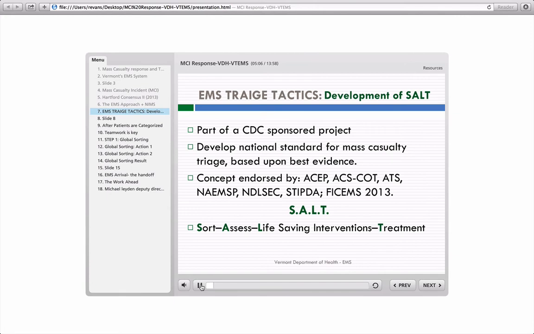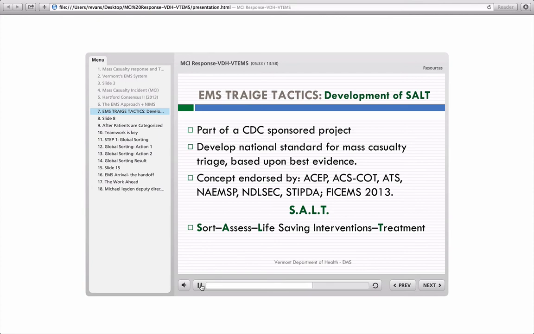In recent years, as part of trends more broadly in medicine and public health, EMS has been subjected to a focus on improving care through evidence-based practices. A CDC project was developed to look at triage methods and assess their relative evidence base and try to come up with a set of best practices. As a result, a new concept and algorithm for triage was developed known as SALT.